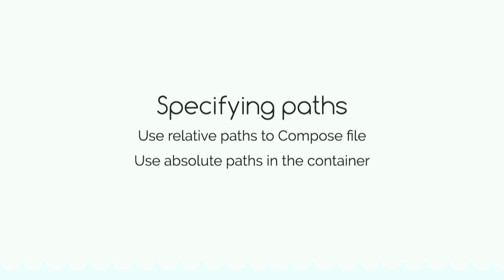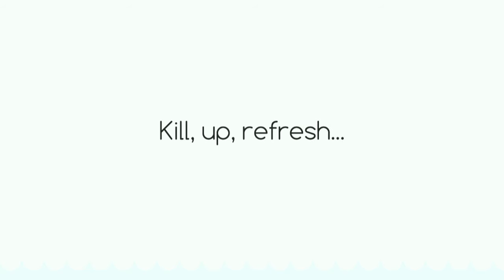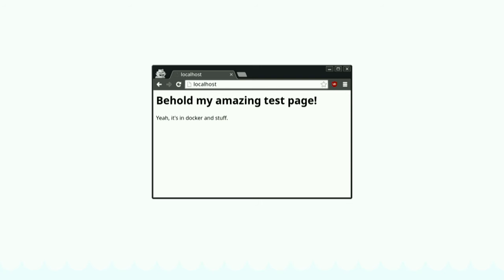Now, you might notice there's something a little interesting going on. I used two different styles of paths when I actually specified that volume mapping. The first one was on the host system. I used a relative path to the compose file. That's actually the easiest way to do it. Whenever you're mapping a path to inside the container, always use an absolute path. That will give you the most consistency whenever mounting a volume inside of a container. All right, so we kill the container set, we up it, refresh it, and behold, we have our amazing page. It's in Docker and stuff.